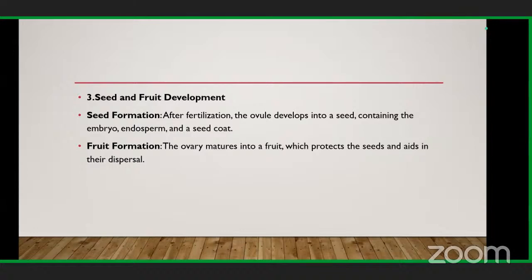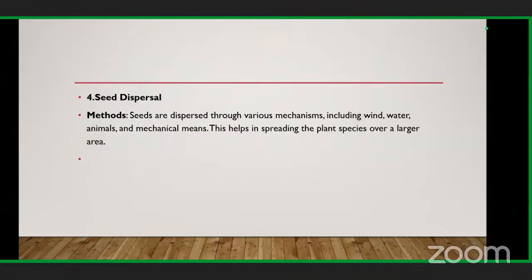So the embryo is the main thing, and the sperm will give nourishment to the embryo, and the seed coat will give the protection. Next is fruit formation. The ovary matures into a fruit which protects the seeds and aids in their dispersal. So after some time, the ovary will also mature into a fruit, and this fruit will protect the seeds and also help in their dispersal.